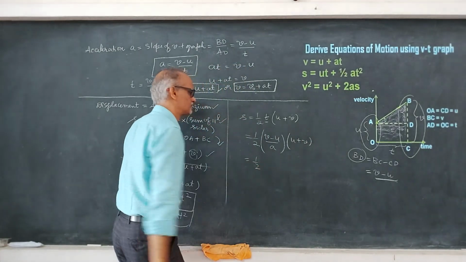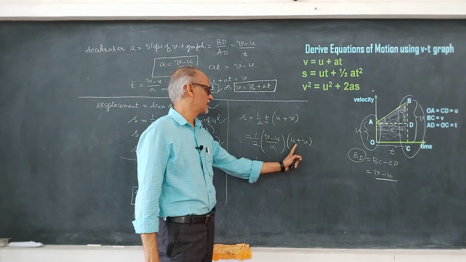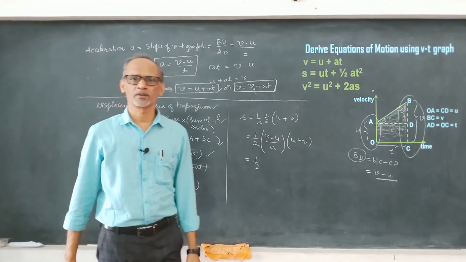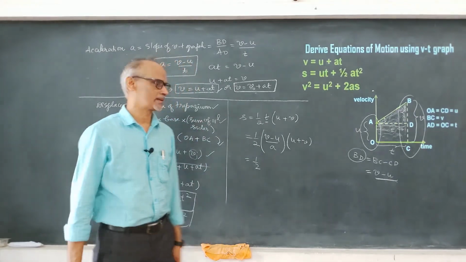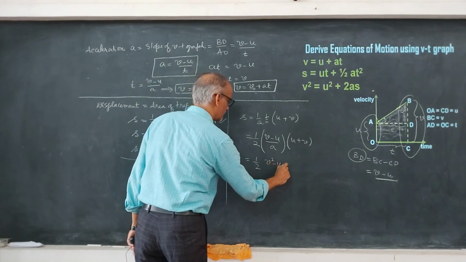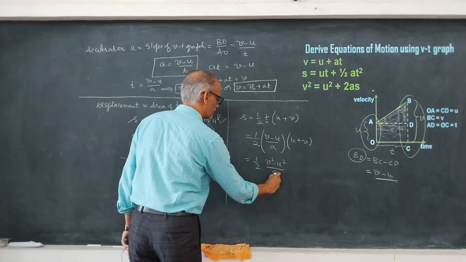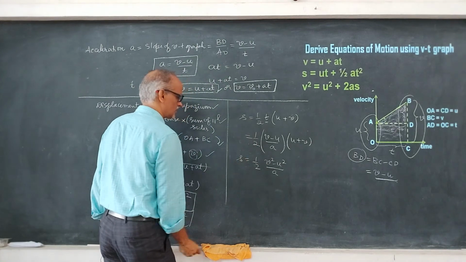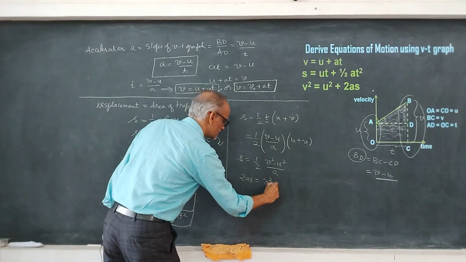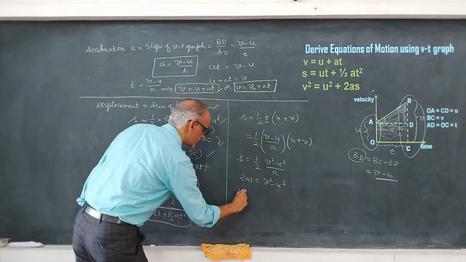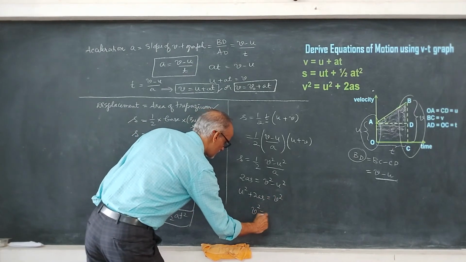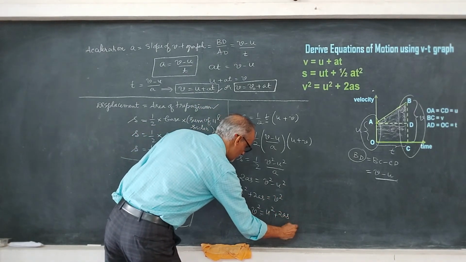That is half. What is v plus u into v minus u? It is the a plus b into a minus b formula. That is a square minus b square. So therefore, here v plus u into v minus u is nothing but v square minus u square by a. So now multiply here: 2as is equal to v square minus u square. Bring u square to the left. U square plus 2as is equal to v square. Therefore, v square is equal to u square plus 2as.